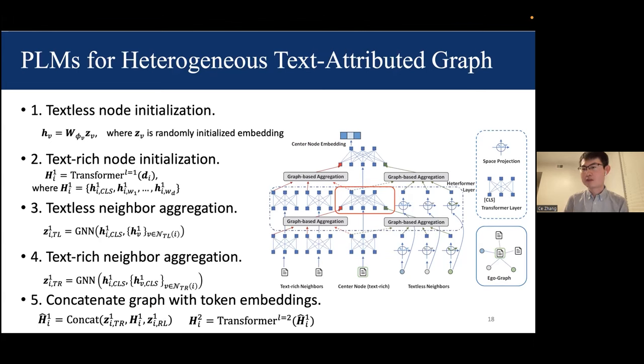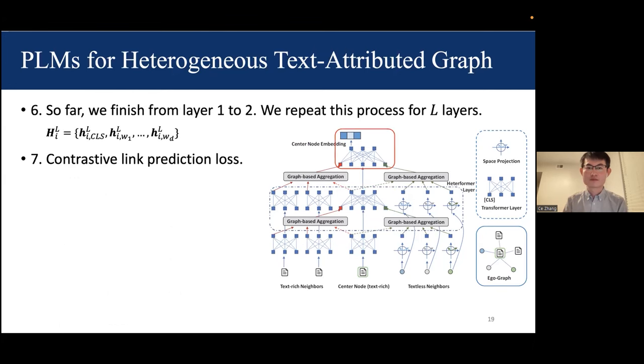Similarly, now we finish one layer. One layer consists of both graph neural network and transformer. Then we repeat this process for maximum L layers, and we can obtain the final embedding H. Each layer has a graph neural network and a transformer, and we repeat this process multiple times. So graph neural networks and transformers are nested at each layer. Finally, we obtain the embedding for the central document.